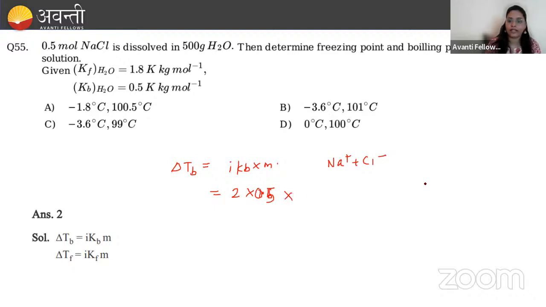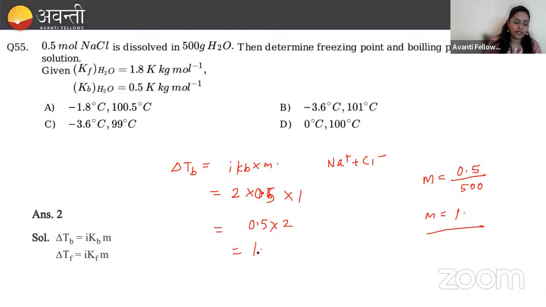So calculate the molality. m is equal to molality, that is the number of moles of NaCl dissolved in 500 gram of the given substance. This is 500 gram, given in terms of gram. We need to convert gram into kg. When you do that, you will get molality equal to 1. So solve this: 0.5 into 2, so you will get answer 1.